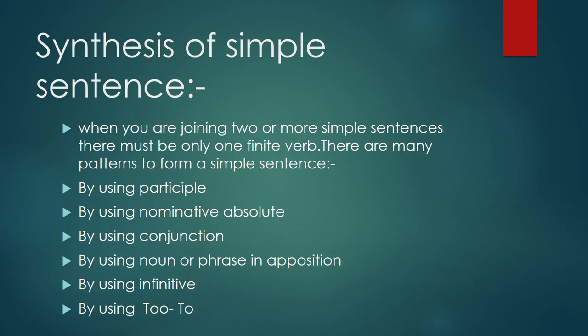Synthesis of simple sentences. When you are joining two or more simple sentences, there must be only one finite verb. There are many patterns to form a simple sentence. You can see here, there are 6 ways you can form a simple sentence: by using participle, by using nominative absolute, by using conjunction, by using noun or phrase in apposition, by using infinitive, or by using to.